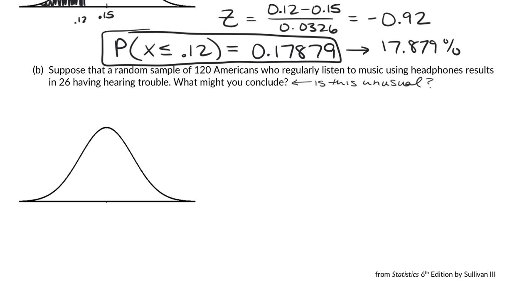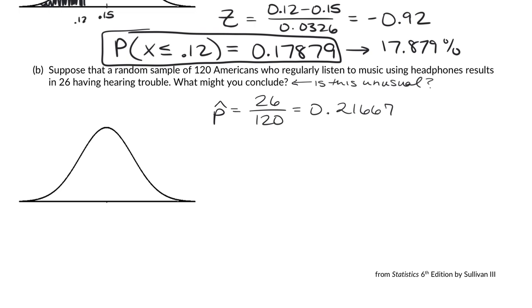What's the percentage for unusual? Less than 5%. Very good. So that's our end goal, to figure out if this proportion is unusual. So let's find our p hat. How many people in this sample have trouble hearing? 26. What's our sample size? 120. What is 26 over 120? 0.2167. Okay, so that is the proportion of this sample that has this characteristic.